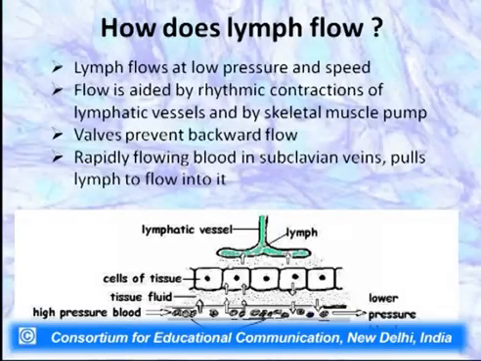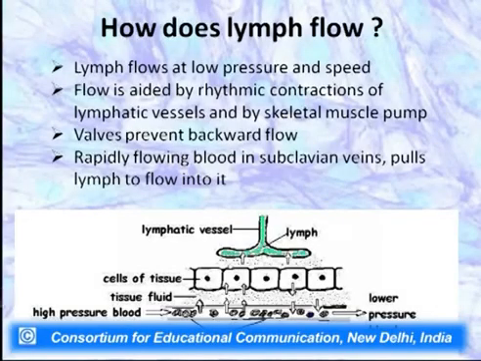Now, rapidly flowing blood in the subclavian is another factor, which creates a pressure that pulls the lymph towards inside. So, what happens is the lymph flows at its own slow speed in the lymphatic capillaries, aided by the muscle movement of our body. The backflow is prevented due to the presence of the valves.